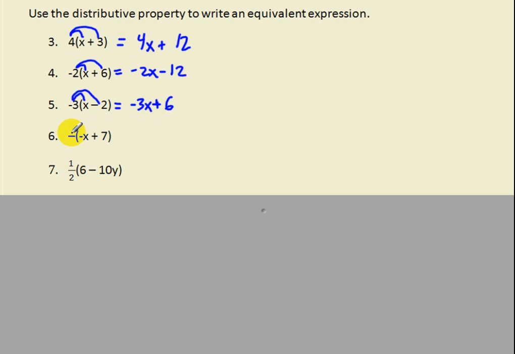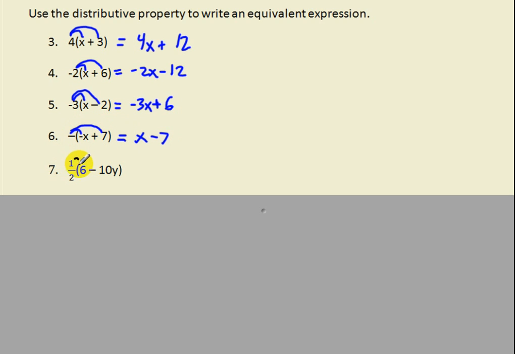Here we have a negative 1. Negative 1 times negative x and a negative 1 times 7. So we get a positive x and a negative 7. And notice, by the way, this is something we'll use later in the year, much later, but this is a neat little trick sometimes to distribute a negative 1. It will change the sign of all of the terms within the parentheses. So a negative became a positive, positive became a negative.